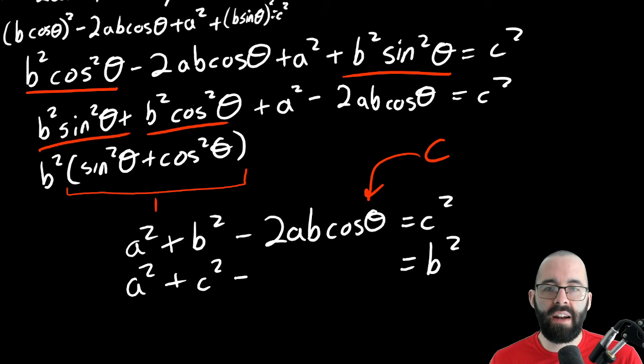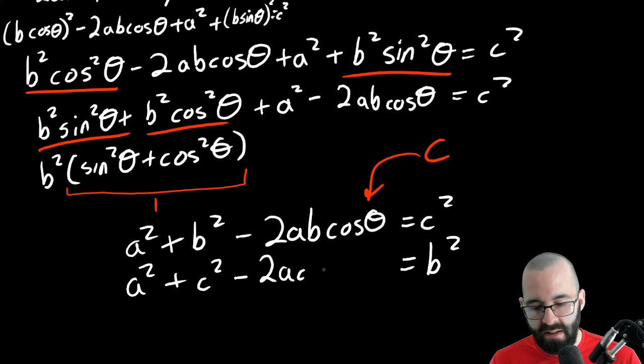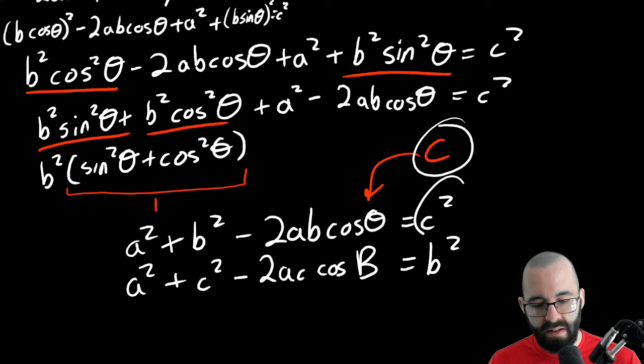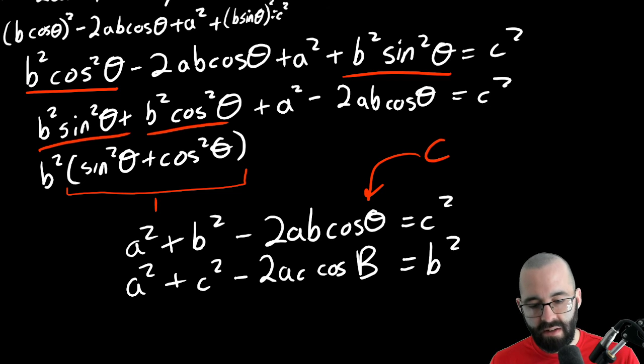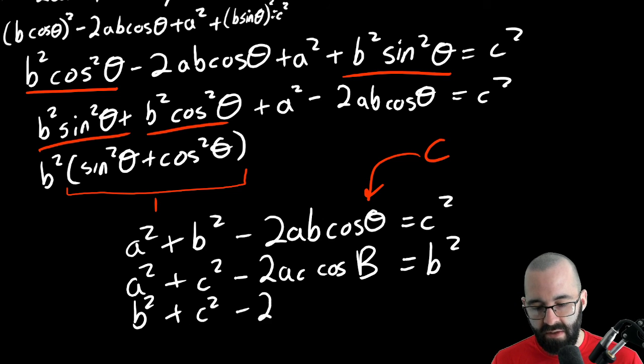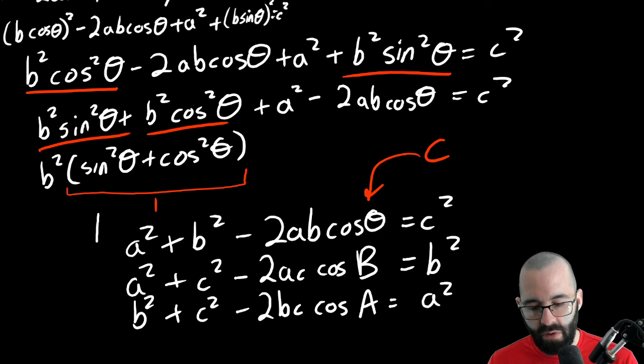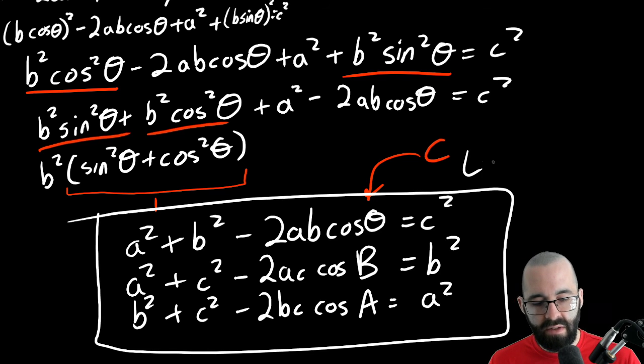So if we change around thetas, this is going to be minus 2AC times the cosine of an angle, and this is going to be angle B. So angle C is when you solve for C squared. Use angle B when you solve for B squared. And again, there's one more form for the law of cosines. You have B and C like this, and then it's going to be A for when we solve for A squared. So three forms of the law of cosines.